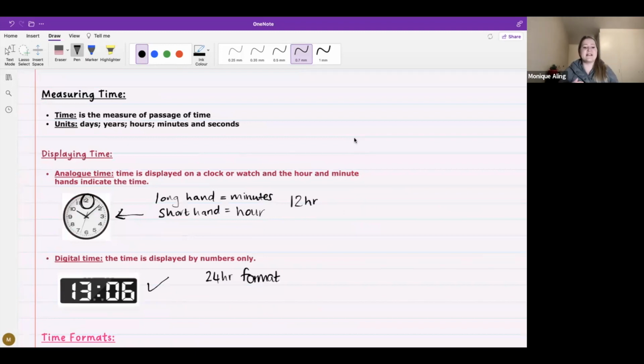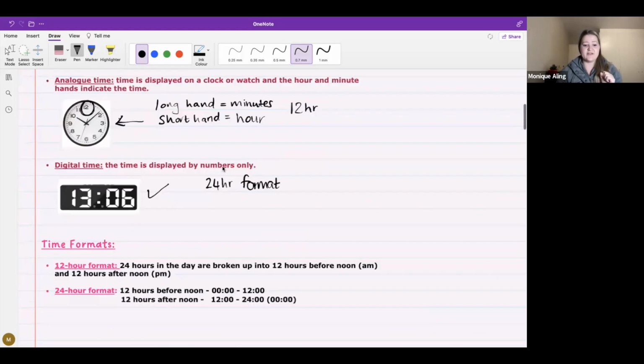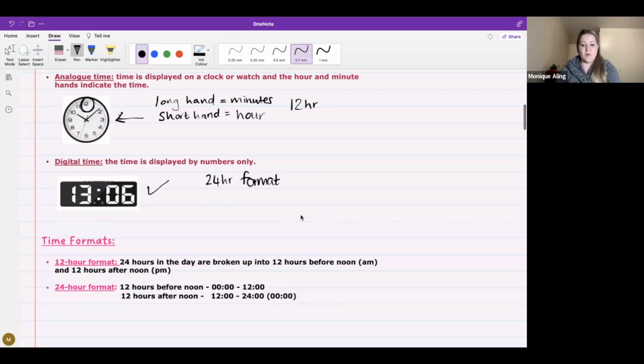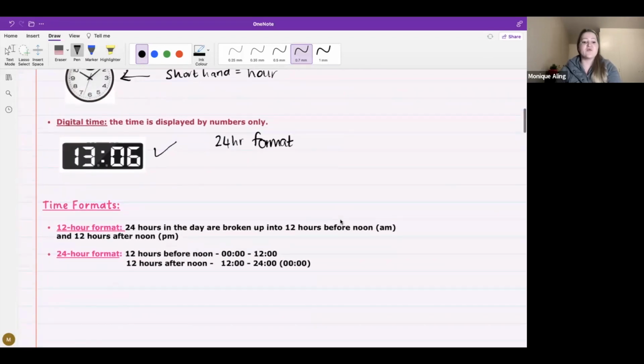Okay, so like I was saying, guys, an analog clock shows us a 12-hour format. We only see numbers 1 through to 12, whereas with digital time, we see 1 all the way through to 24 or 00. Okay, so let's look at these time formats in more detail. So we have a 12-hour format.